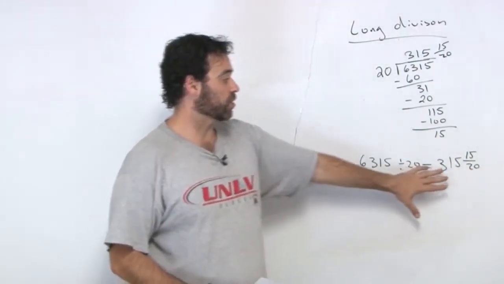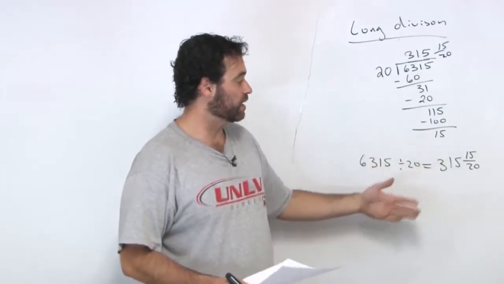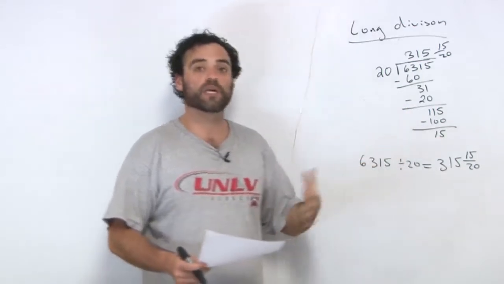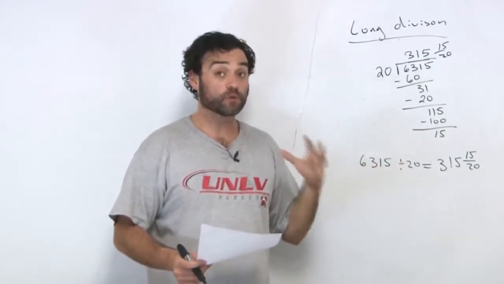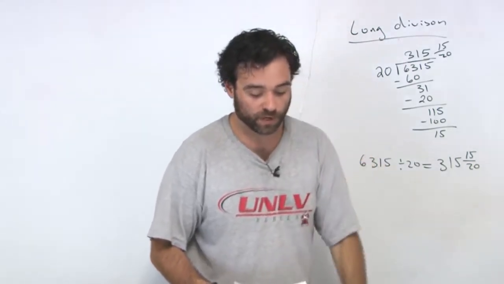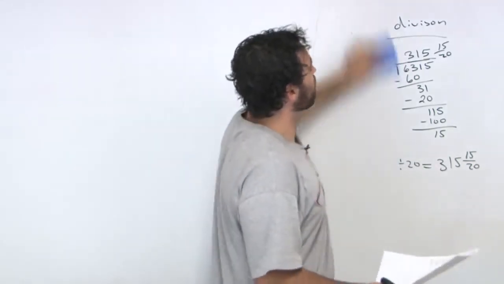So here's our quotient. Our quotient is the answer after dividing. So it's 315 and 15 over 20. That's long division. That's just a little review. All of you should know that. That should be in the memory. You should know how to do long division. It's very important. Now we're going to go back to the first problem we just did, and we're going to do it the long division way.